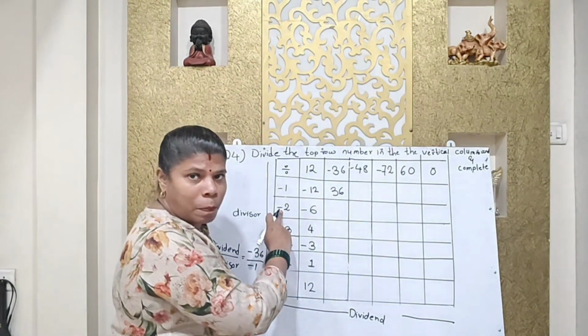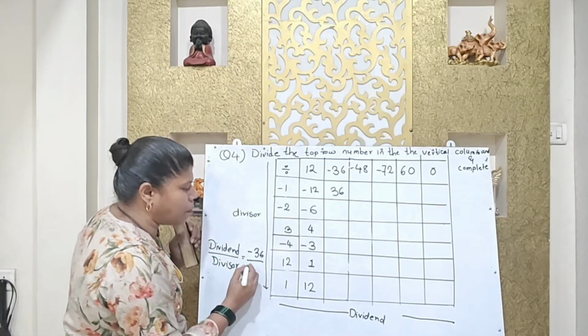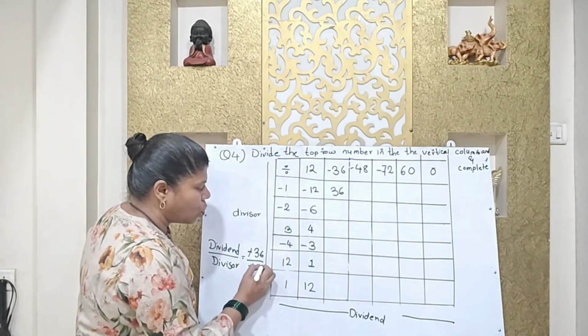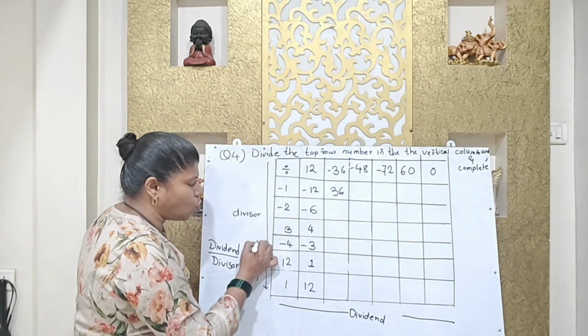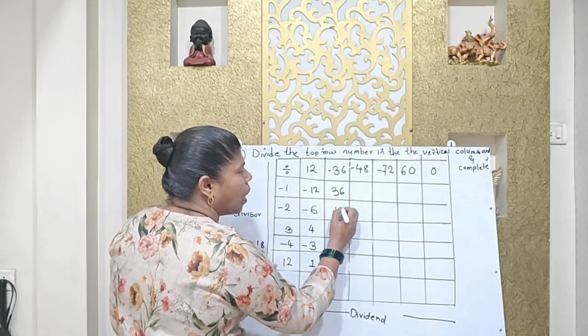Minus again plus. So 36 minus 36 divided by -2. This minus sign will cut. 2 ones are 2, remaining 1, 2 8s are 16. So the answer will be 18.